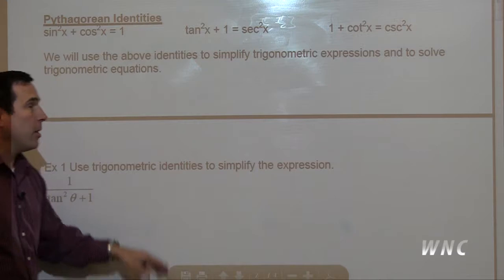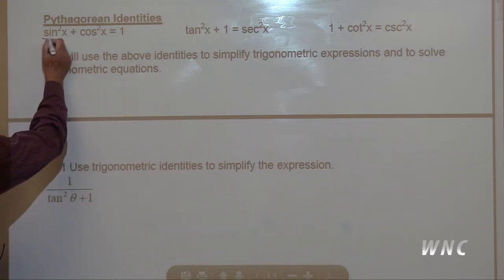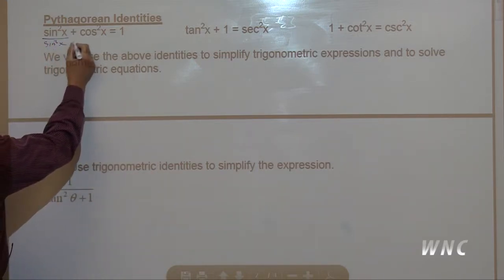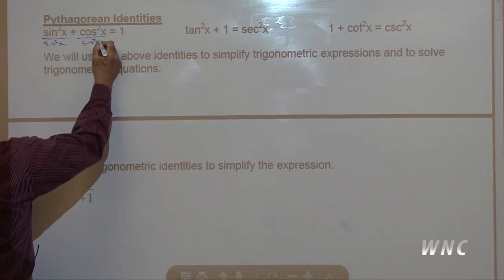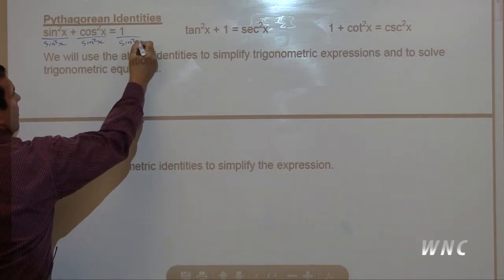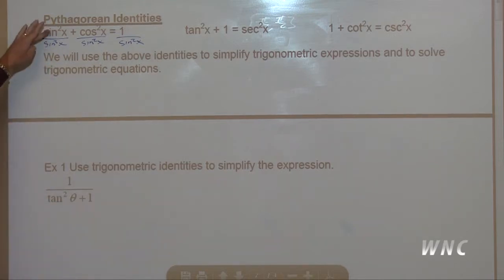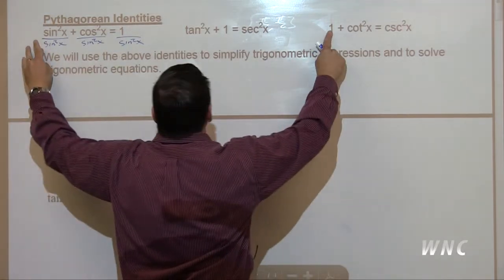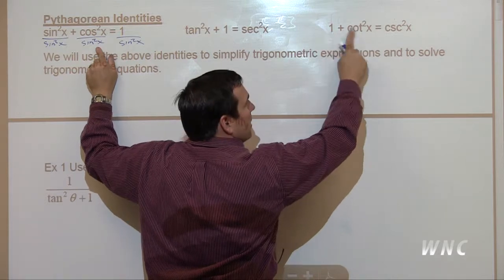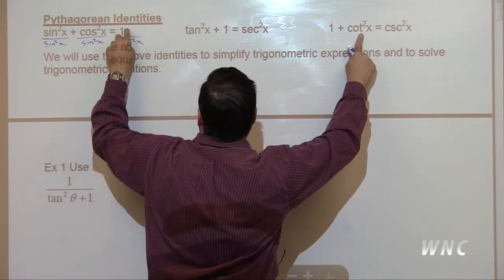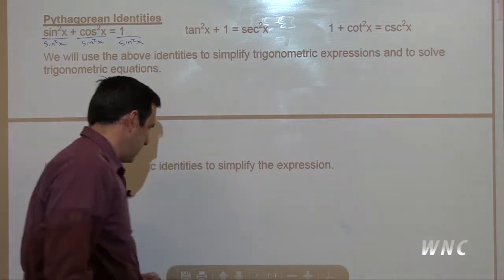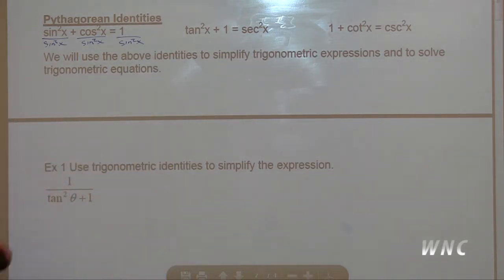If you divide every term in the original by sine squared x, sine squared x over sine squared x is 1. Cosine squared x over sine squared x is cotangent squared x. And 1 over sine squared x is cosecant squared x. Okay, so it's not out of thin air. Those actually are derived. So we're going to use all those identities we've just discussed to simplify trigonometric expressions and to solve trigonometric equations.